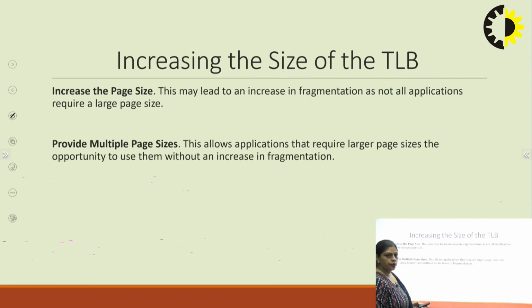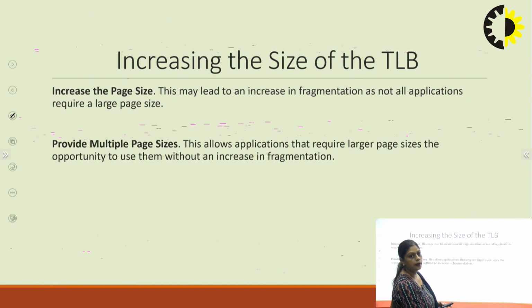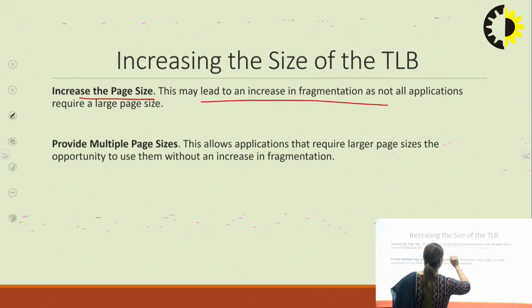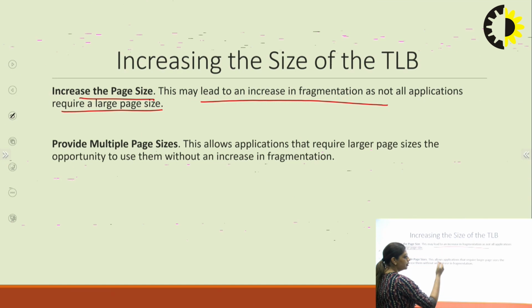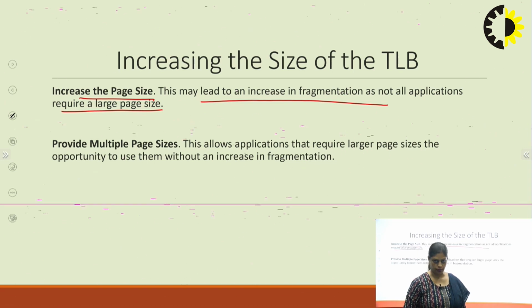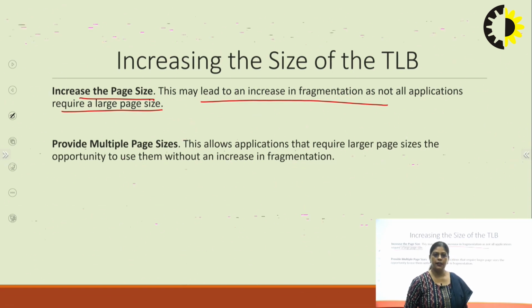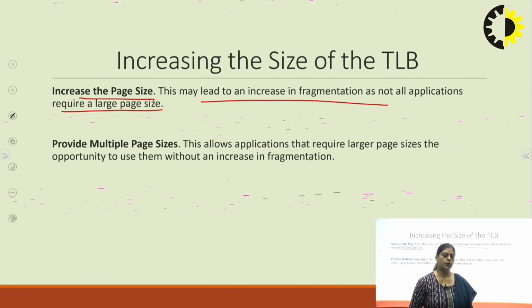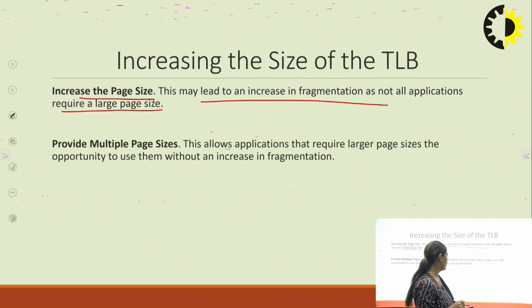Now, there is another solution. If we can increase the size of the TLB, then increase the page size. This may lead to an increase in fragmentation, and not all applications require a larger page size. Now, if we are increasing the page size, it can lead to fragmentation, right? And if there is fragmentation, then maybe we are at a loss. That means all the programs do not require large spaces. So we should keep the size of the page moderate only.